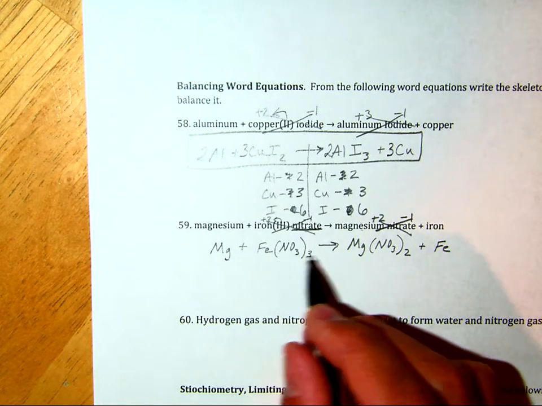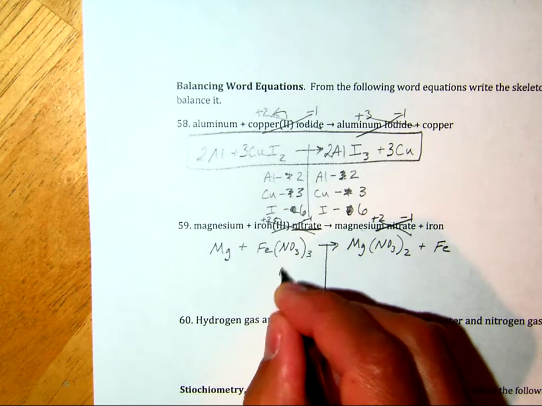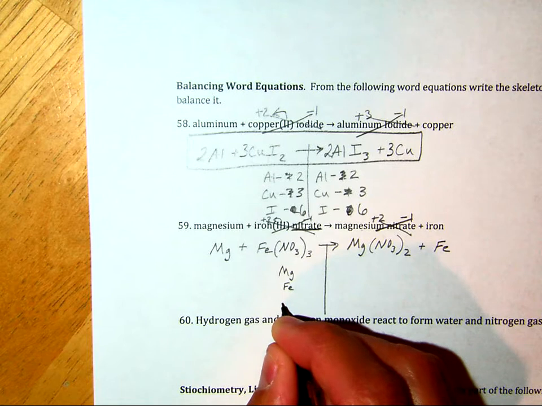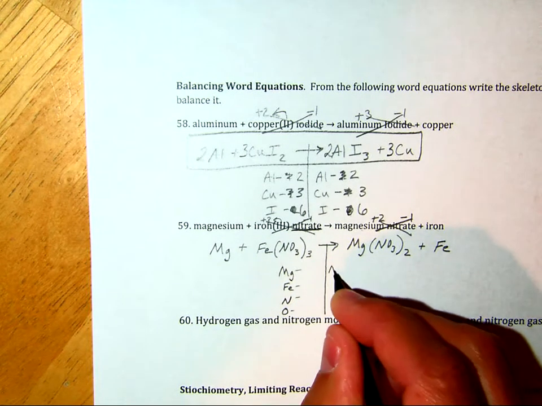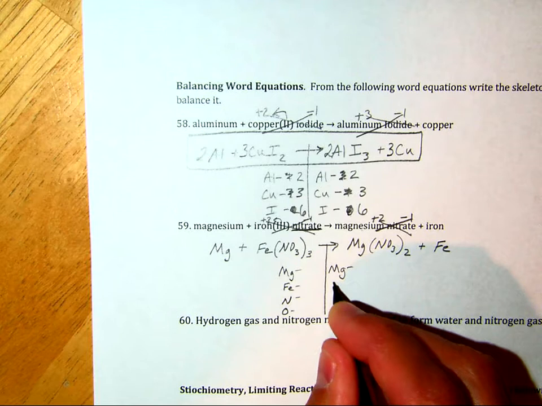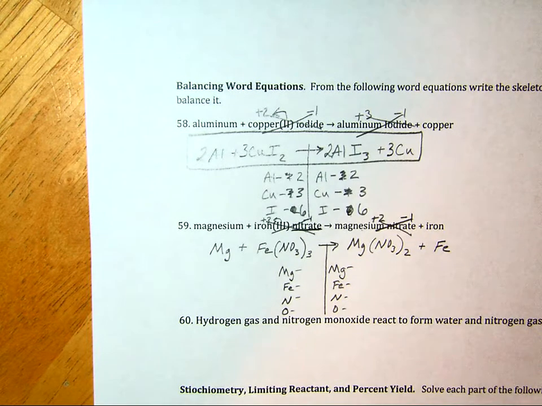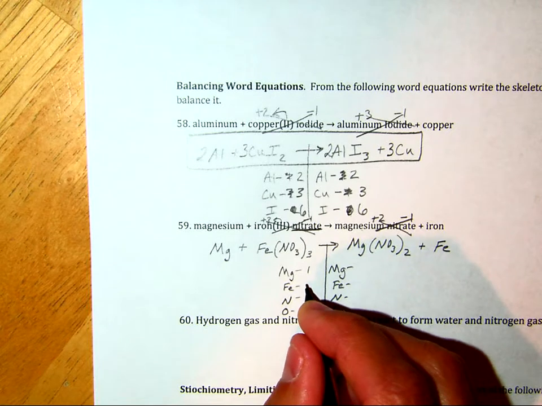So we quickly look and no, it's not balanced. So let's try and balance this one. We've got magnesiums, we've got irons, we've got nitrogens, and we've got oxygens. Keep it in the same order on the other side. And now let's go through the numbers. We got 1 magnesium on the left, 1 iron.